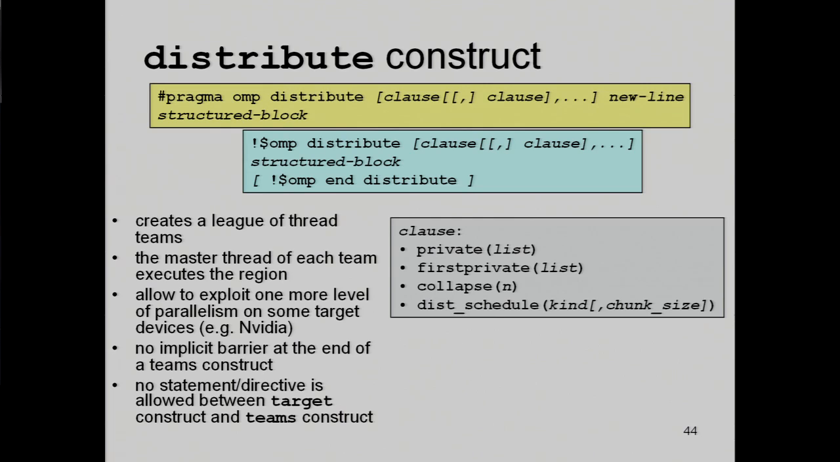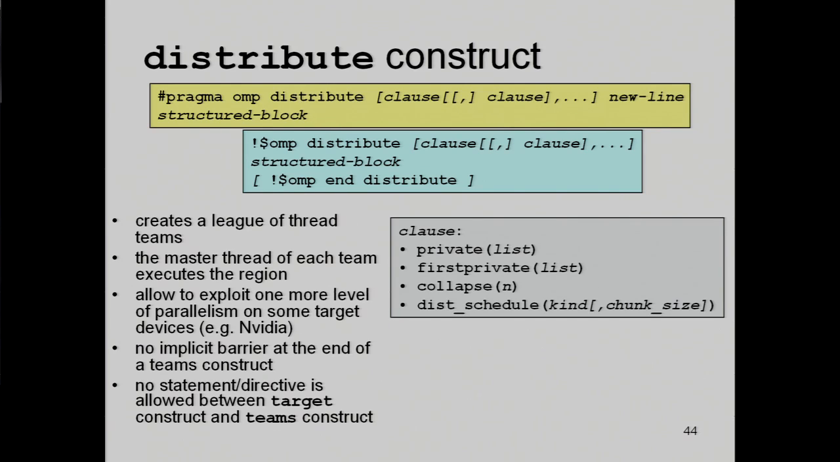So the distribute construct is similar to the work sharing do or work sharing for construct. It's only applied to the for loop or do loop. The whole idea is just to distribute the workload among the teams, and then each team will execute on their threads.